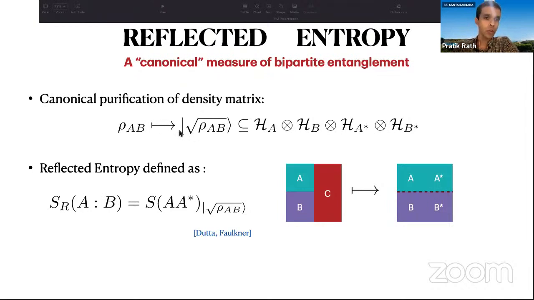And then having done so, we define the reflected entropy as the entropy of the region AA star in this particular canonically purified state. So just in pictures, we start with a state which consists of our regions A, B and perhaps some purification C. We trace out the region C and then consider a purification where we just double the state on AB. This gives us this region AA star, and then computing the entropy of AA star gives us some measure of the correlation between the regions A and B in the original mixed density matrix.